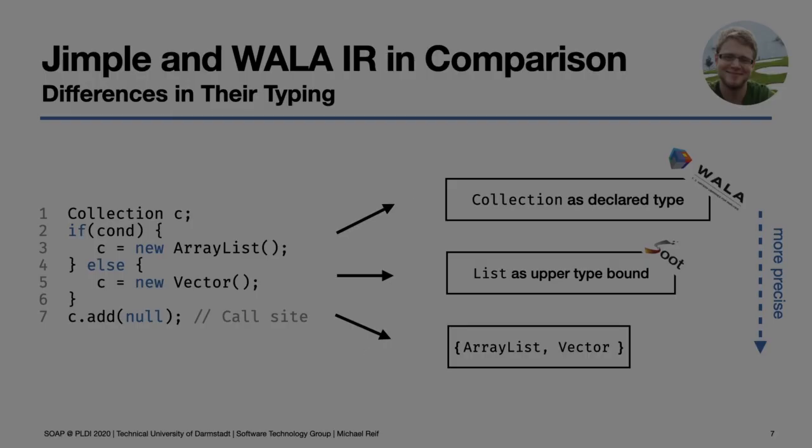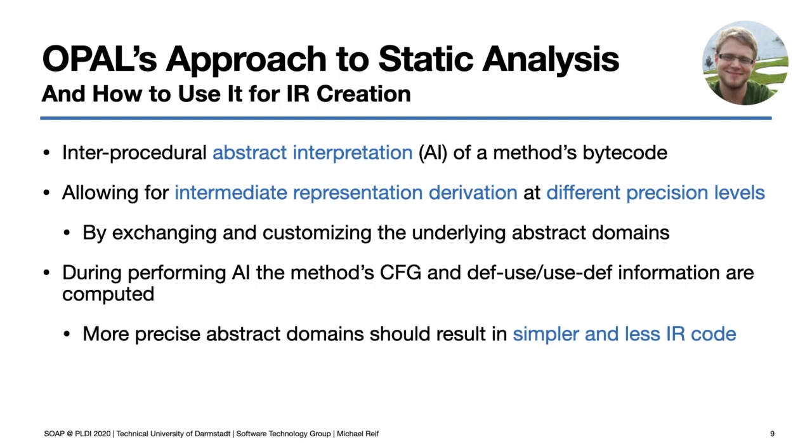With that in mind, we finally come to our approach. Since I already said in the beginning that we use OPAL, OPAL's unique feature is that it does interprocedural abstract interpretation of a method's bytecode, and if we could use the information gained from the abstract interpretation, that would allow us to build different intermediate representations at different precision levels.